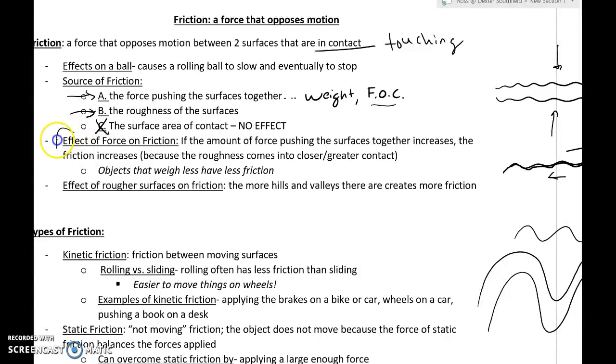Really what we're saying with these two is that if we increase the force of contact, if we increase the weight, if we increase how hard we're pushing those two surfaces together, there's going to be more friction. If we make the surfaces rougher, there will be more friction. So those are the two sources of friction.